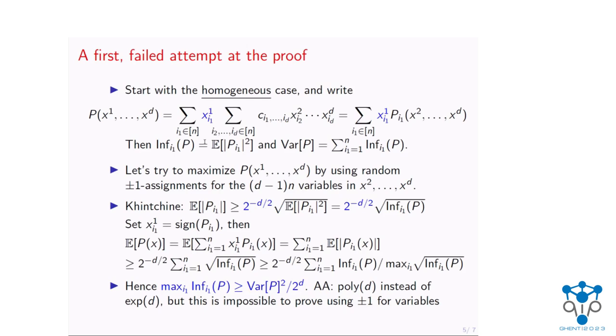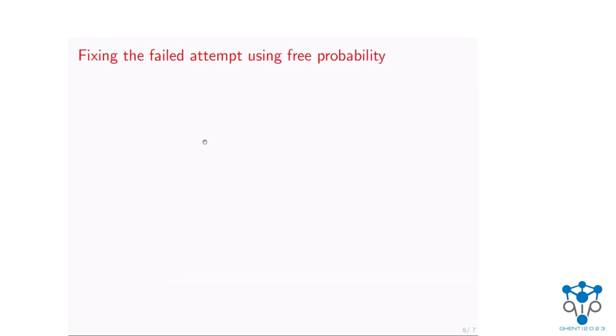So now let me just tell you how to fix this failed proof attempt by using a much higher dimensional instantiation. So we're not going to plug in pluses and minuses anymore. We're going to plug in random large dimensional unitaries, and we're going to analyze what they do using something called free probability theory. Right, so we now want to fix the failed attempt using free probability theory. Free probability theory, think of it just as a way of nicely handling random matrices.